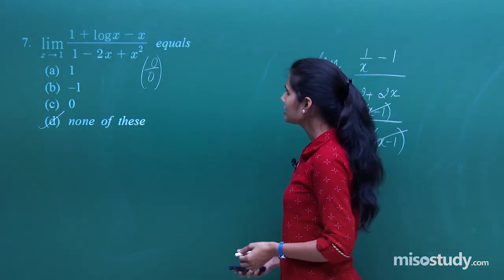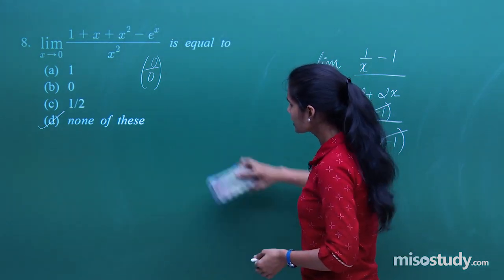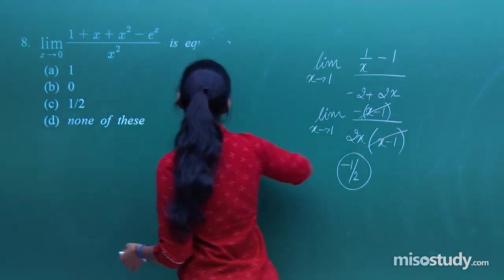Next we have, what as the question? Let's see. 1 plus x square minus e to the power x whole upon x square.